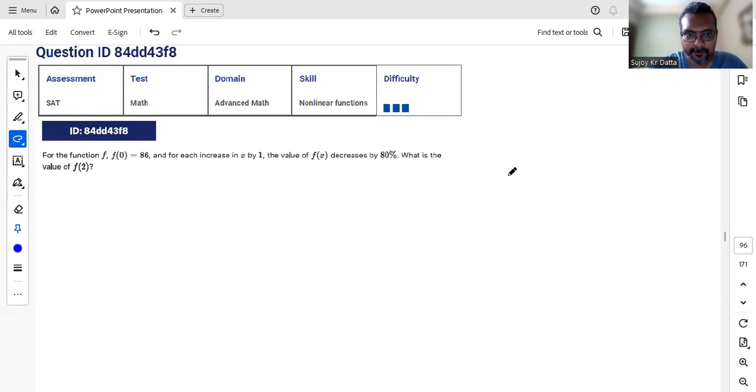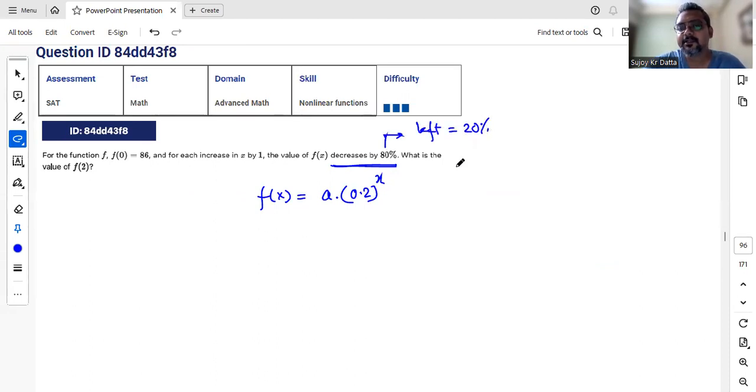Let's go to the next one. So we have a function f(0) is 86. And for each increase of x by 1, f(x) decreases by 80%. So this is clearly an exponential function, where it looks like this: f(x) is a times 0.2 to the power x. Why did I write that? Decreasing by 80% means what is left? 20% is left. So after every increase of x by 1, you will be left with 20%.